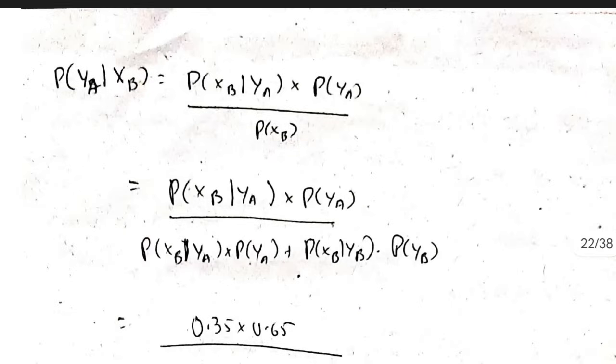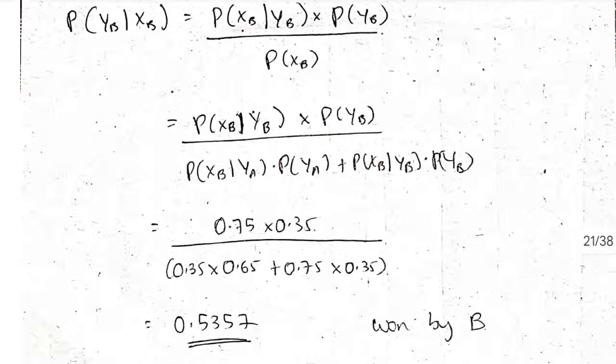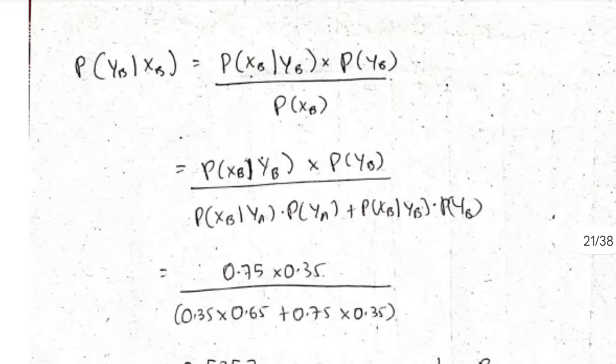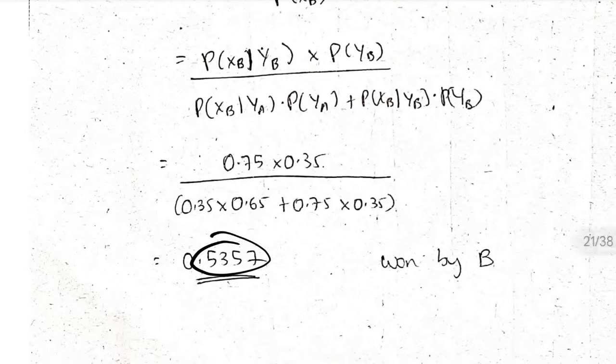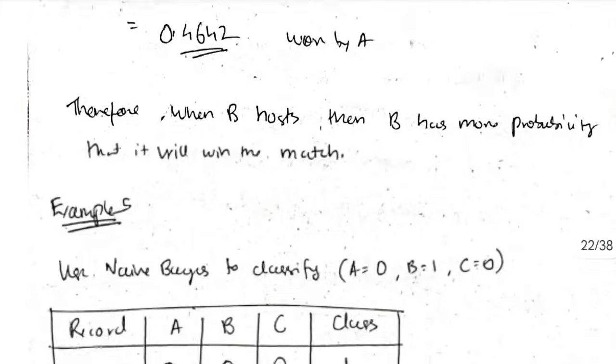Now you have to calculate the probability 1 by A as well. 1 by A, just write here YA instead of YB in the above formula. And then calculate these values and you'll get one answer here. And 1 by A. Which is more? 0.4 or 0.5? Obviously, this is more. So the probability of B winning will be more given that B has hosted the match. Fine.